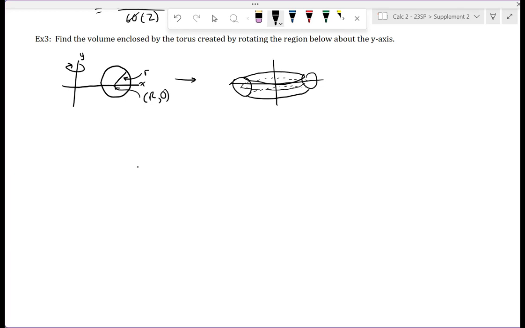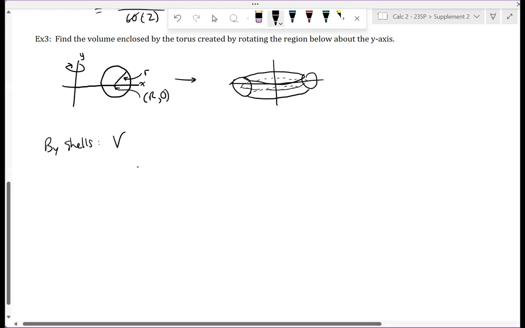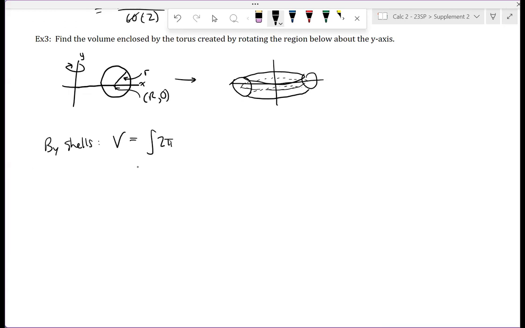All right, so what can we do here? Well, let's use cylindrical shells. So what is the volume? Well, the volume is going to be the integral. So we have 2 pi x, where x represents the radius of the shell, times f of x, where f of x represents the height of the shell. So what is f of x going to be? What's the height of a given shell going to be?